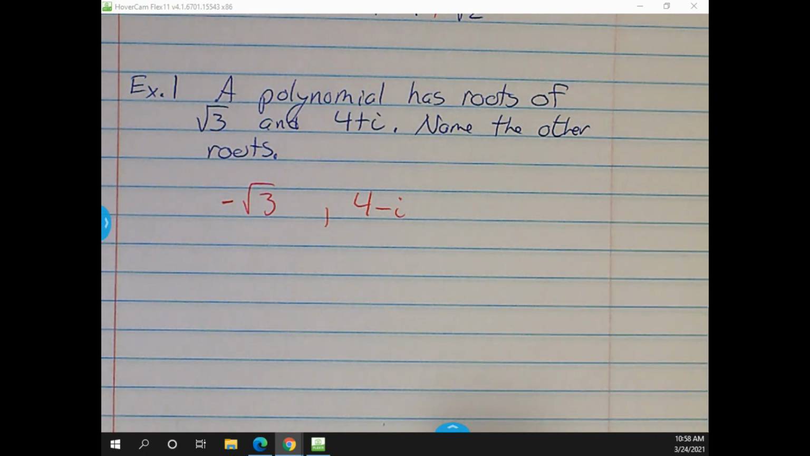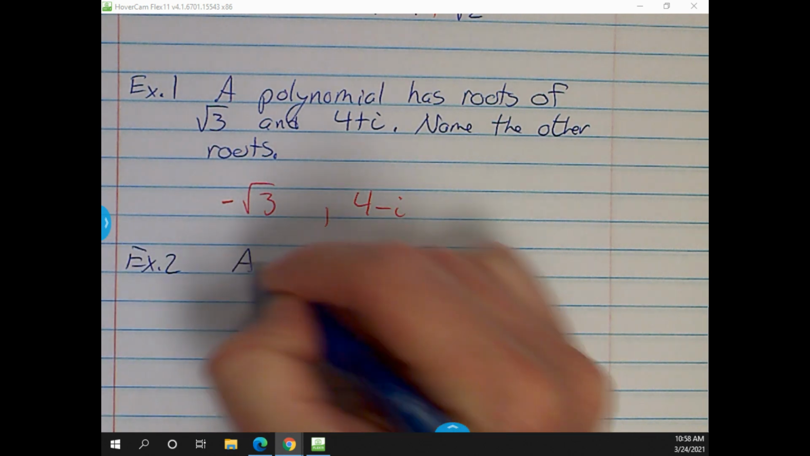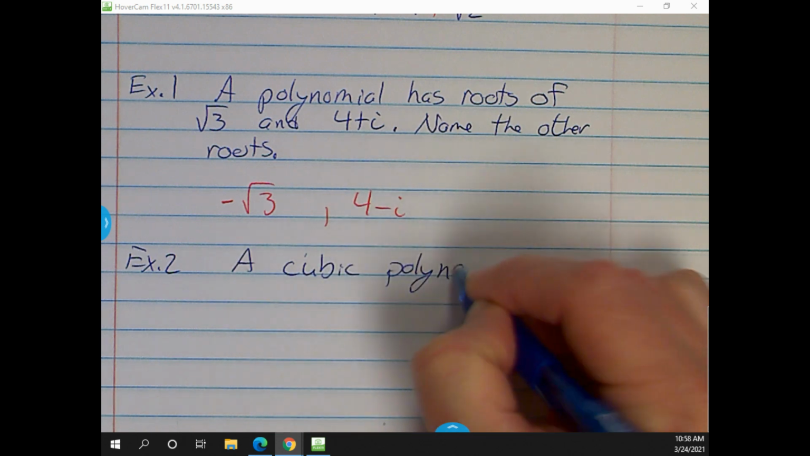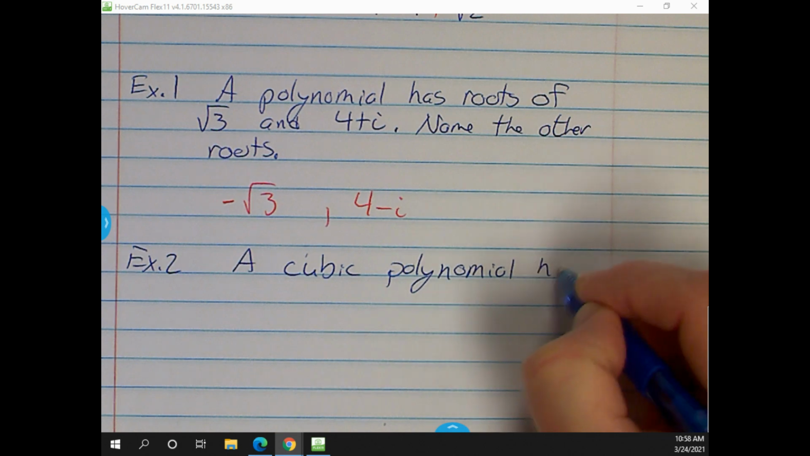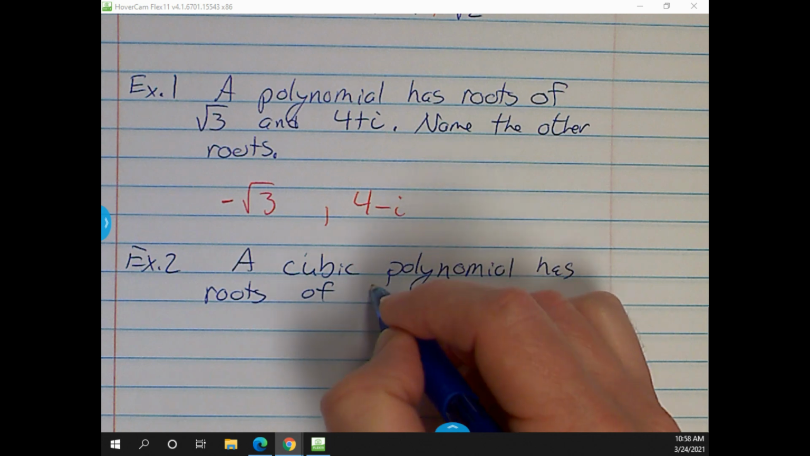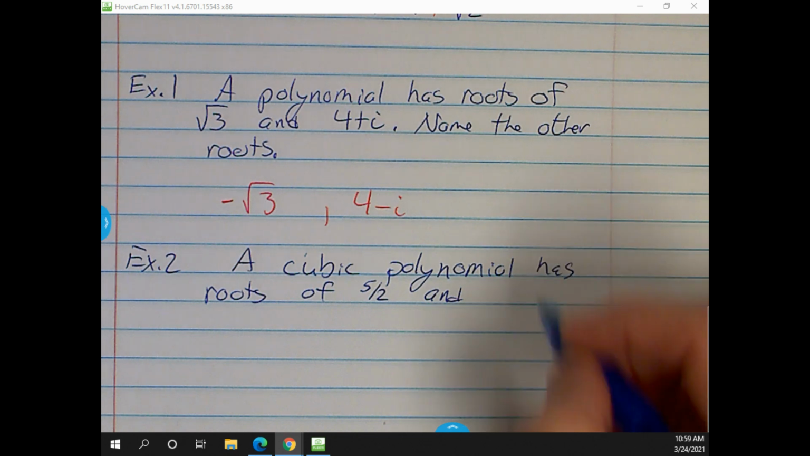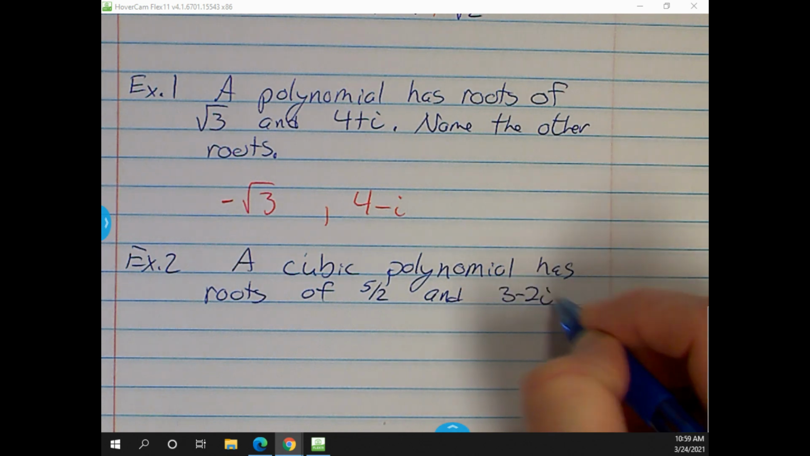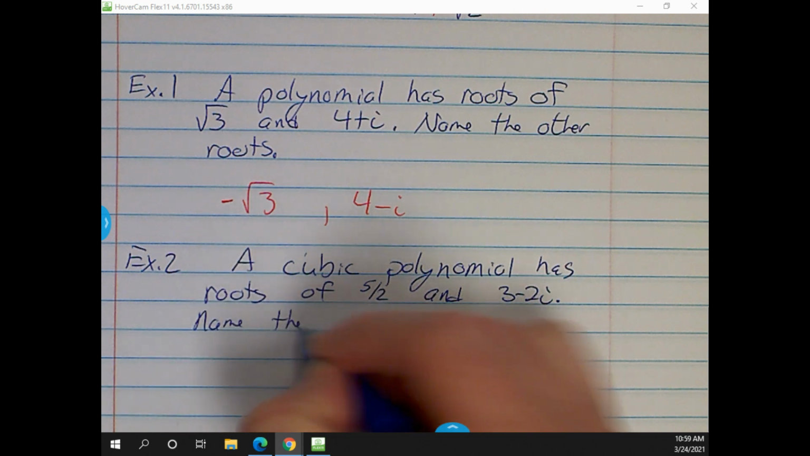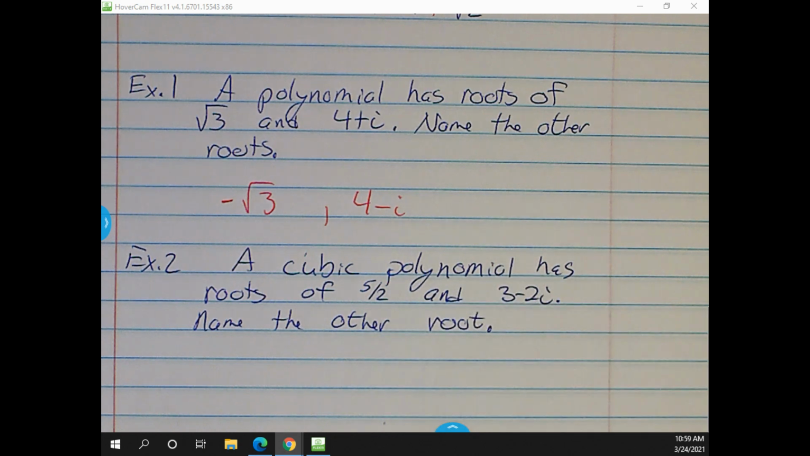All right, and I always like to throw this one at you because sometimes this is the one that throws people for a loop. A cubic polynomial has roots of 5/2 and 3 minus 2i. And the other root.